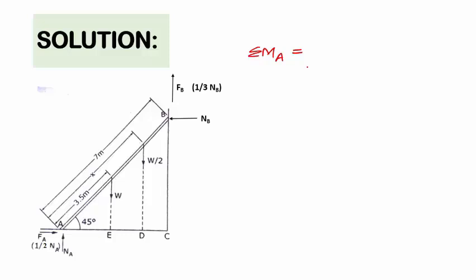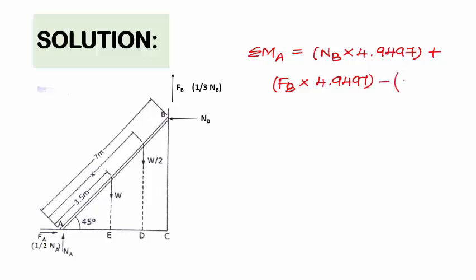Okay. Now summation MA is equal to, already we have expressed the summation of moments of all the forces about point A, that is plus NB into BC. BC we have calculated as 4.9497 plus FB into AC, that is 4.9497 minus W by 2 into AD. AD is 0.7071x minus W into AE. AE is 2.4749 meter is equal to 0.